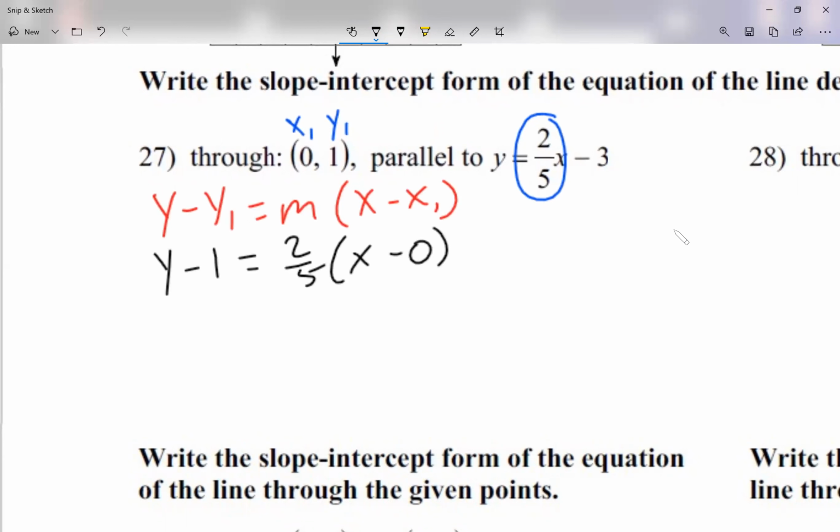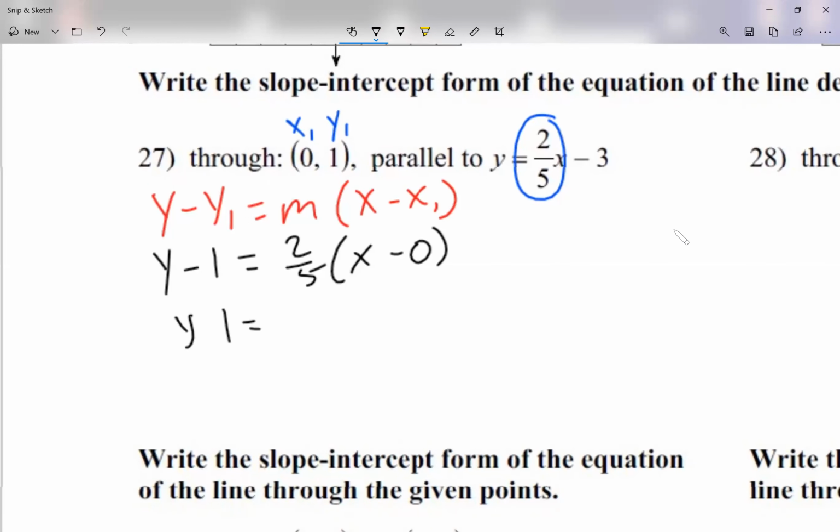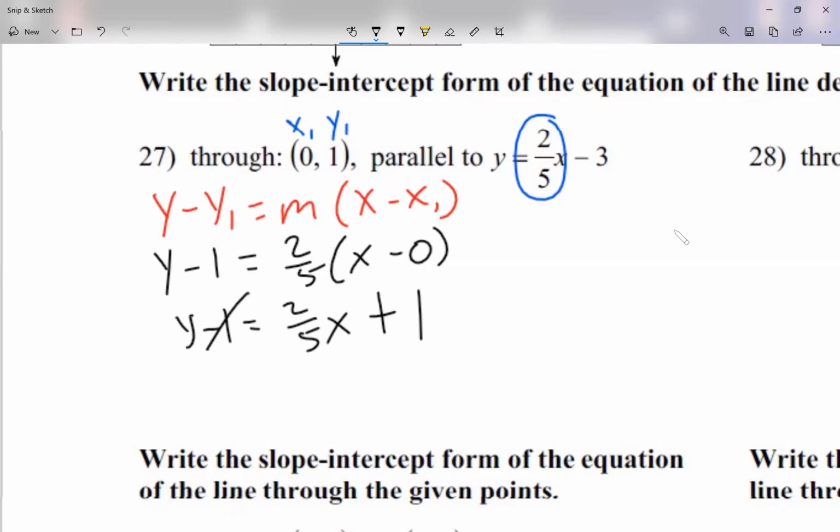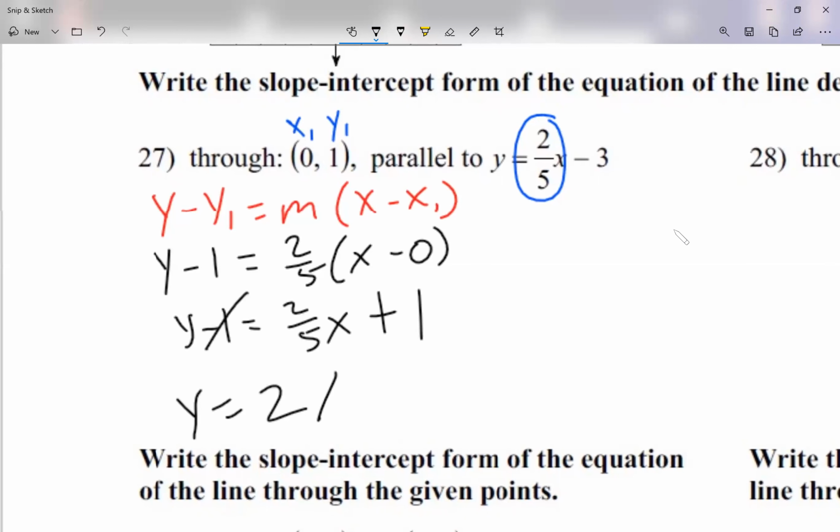You get rid of parentheses. So y minus 1 is equal to 2 over 5x, and then 2 times the 0 is just 0. To finish this, minus 1, let me move it over as a plus 1, and I'm going to have y equals 2 over 5x plus 1.